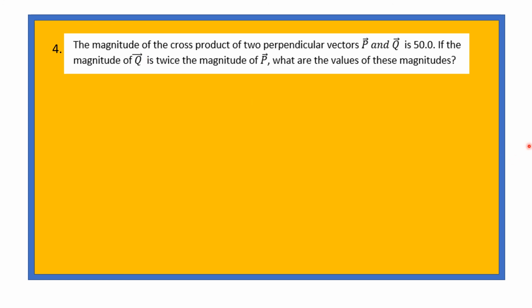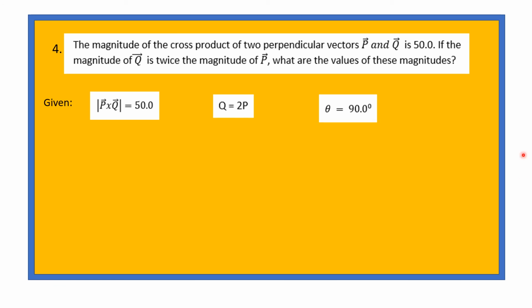Okay, so again, let's look at what are the given parameters. We have P cross Q is equal to 50, its magnitude. Then again, it is stated here that the magnitude of Q is twice P, so we have Q equals 2P. And then what is the value of Q? What is the value of P? So what we need is to go back to the formula.